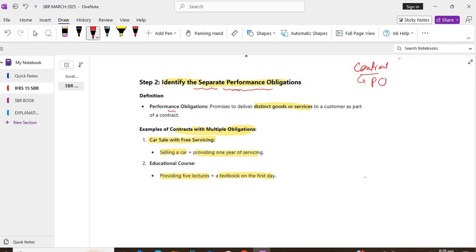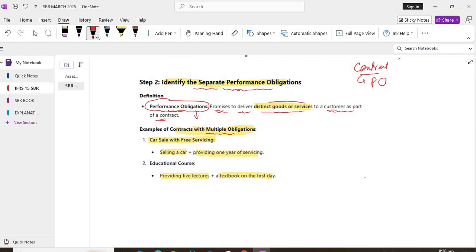Now performance obligation can be defined as the promise to deliver distinct goods to the customer as a part of the contract. It means the performance obligation is actually the obligation that you have to perform, because these are the promises within the contract to deliver distinct goods or services to the customer, and this will be a part of your contract.